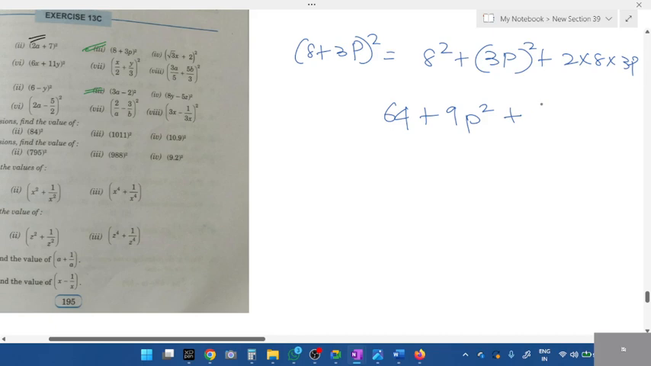Not 16. No, multiply this. The entire numbers you have to multiply. For multiplication, there is no like or unlike terms. Multiply this. 2 threes are 6. 6 eights are 48. We should multiply the entire thing.